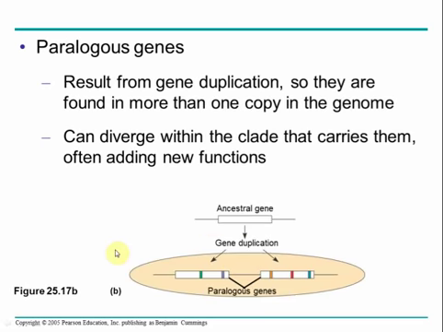And then you have paralogous genes, on the other hand, which also results from gene duplication. But they're found in more than one copy in the genome. And they'll diverge within the clade that specifically carries them. And usually they are associated or enable new functions to occur. Here's your one ancestral gene, and different regions. Specifically here you see 3 and here's 2.